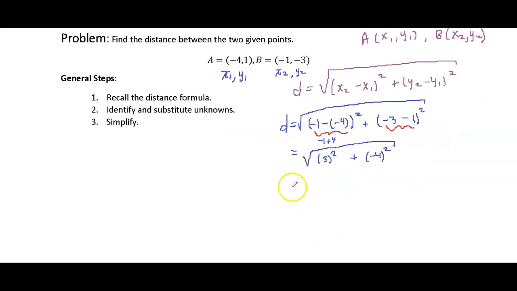Next, let's go ahead and square these values. 3 squared is 9. -4 squared is 16. Taking the square root of this, 9 plus 16, we get 25. And the square root of 25 is 5. This is a distance, so we want to make sure we have a +5 here. And that checks out. So the distance between these 2 points is 5 units.